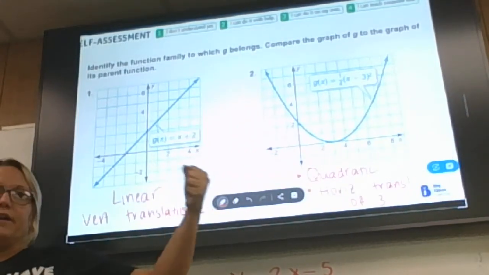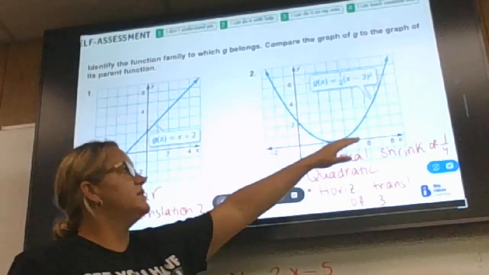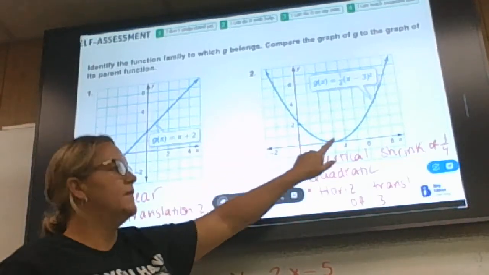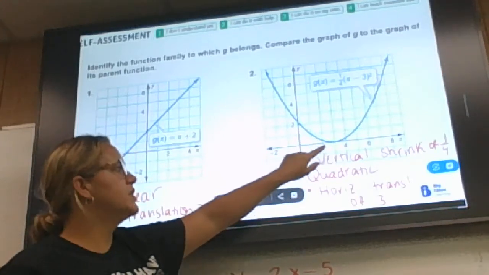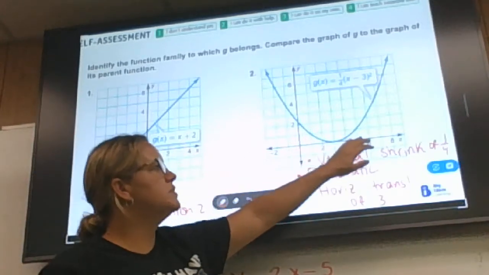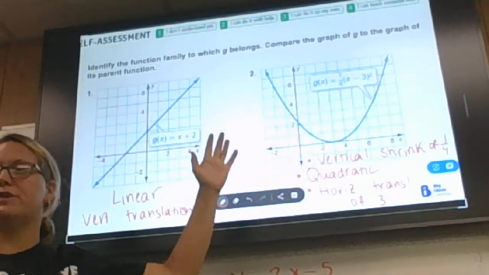This is also wider, right? You already said it. This is also a vertical shrink. If you said a horizontal stretch, wonderful. It's specifically of 1/4. So the parent function goes up 1 over 1. This one goes up 1 over 1/4. The parent function goes over 2 up 4. This one goes 1/4 as high. It goes over 2 up 1. Okay, there's a proportion there.